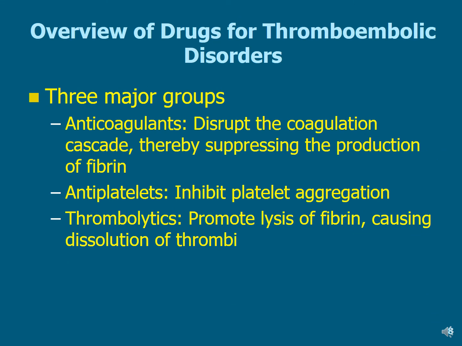And so the drugs that are used for the treatment of thromboembolic disorders are the anticoagulants. These are the drugs that are going to disrupt the coagulation cascade, thereby suppressing the production of fibrin. Then you have the antiplatelets, which inhibit the platelet aggregation. And then you have the thrombolytics, which promote the lysis of fibrin and cause the dissolution of thrombi.